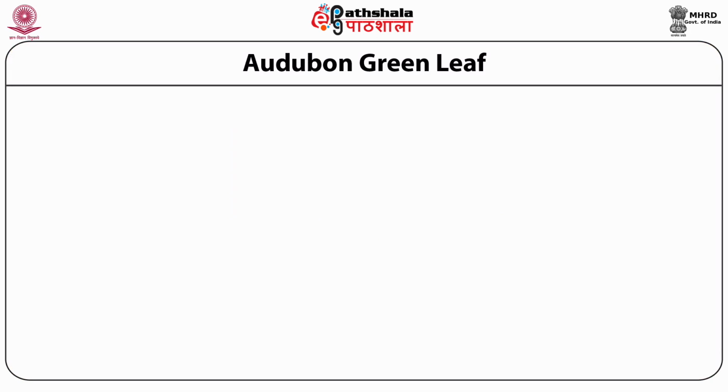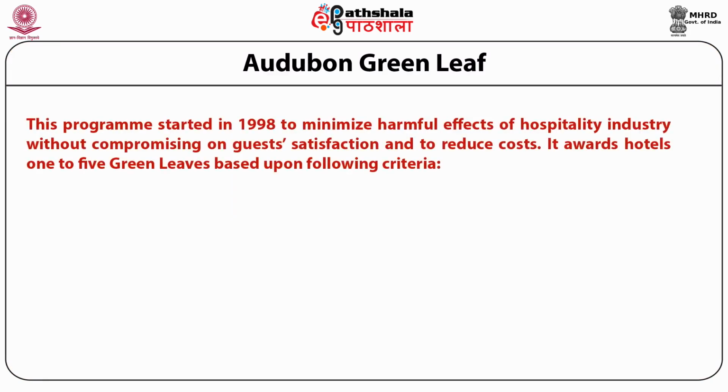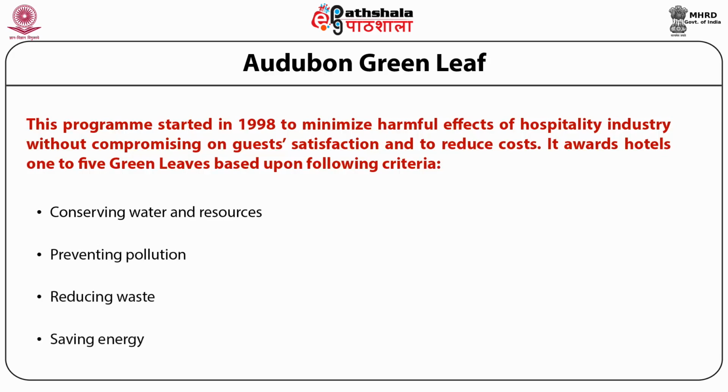Audubon Green Leaf Certification. Now, what is this? This program was started in 1998 to minimize harmful effects of the hospitality industry without compromising on guest satisfaction and to reduce costs. This certification awards hotels 1 to 5 green leaves based upon conserving water and resources, preventing pollution, reducing waste, and saving energy. The more you conserve, the more you prevent pollution, the more you reduce waste, and the more energy you save, you get more leaves.